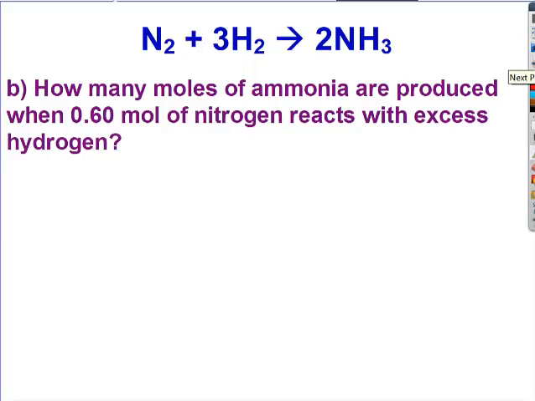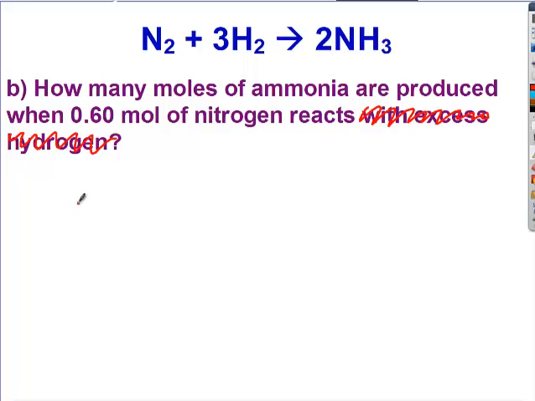Okay, so let's look at this one. How many moles of ammonia are produced when 0.60 moles of nitrogen reacts with excess hydrogen? Like I said before, there goes our word with excess hydrogen. We can ignore that in our problem. Okay, excess just means I have more than I need. I have more than enough. So let's start. How many moles of ammonia are produced when 0.6 moles of nitrogen reacts?